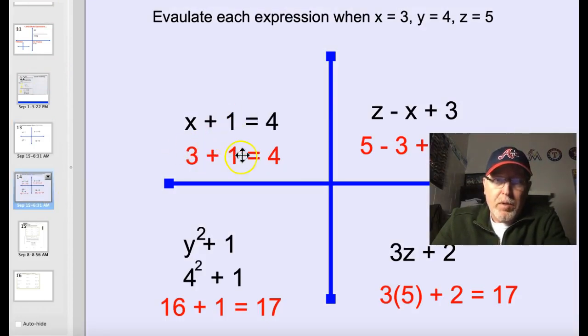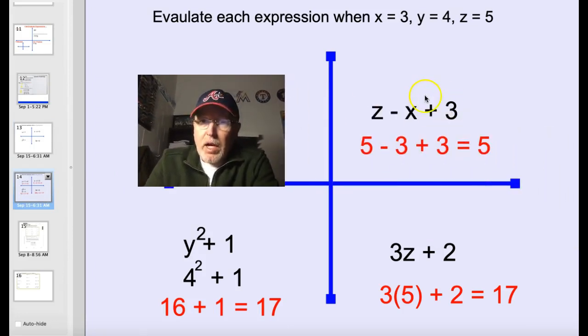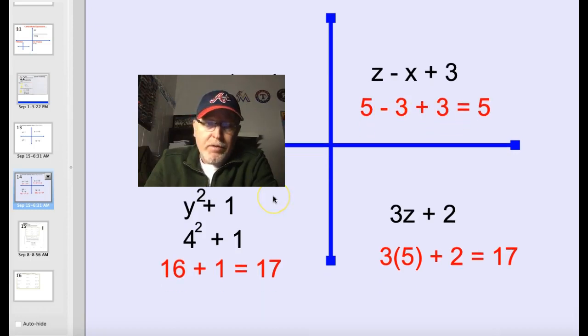Well, x plus 1, that'd be 3 plus 1, that equals 4. I'm going to put myself over here now. z minus x, well, that's 5 minus 3, and then you have to add 3. Order of operations, 5 minus 3, this would be 2. 2 plus 3 is going to equal 5.